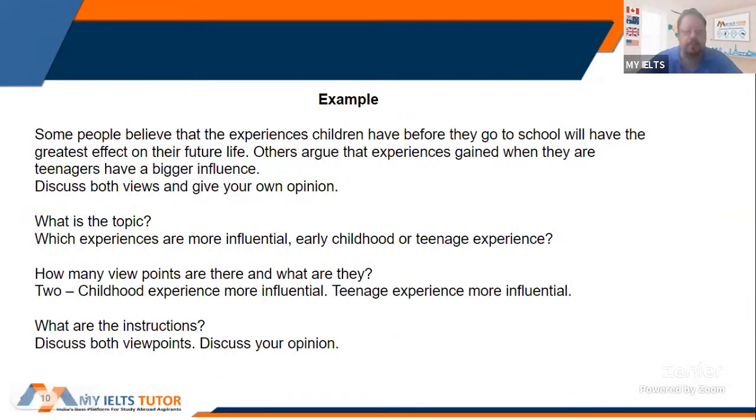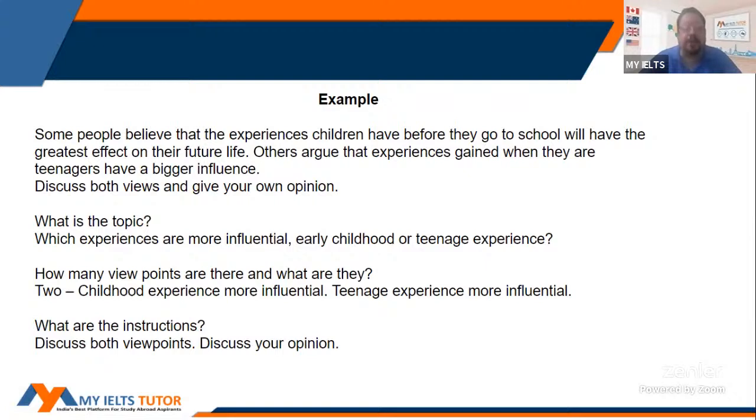Now this one: some people believe that the experiences children have before they go to school will have their greatest effect on their future life. Others argue that experiences gained when they are teenagers have a bigger influence. Discuss both views and give your opinion. So the topic is, even though I put it into the question, which experiences are more influential, early childhood or teenage experience. That's the question you need to answer as well.